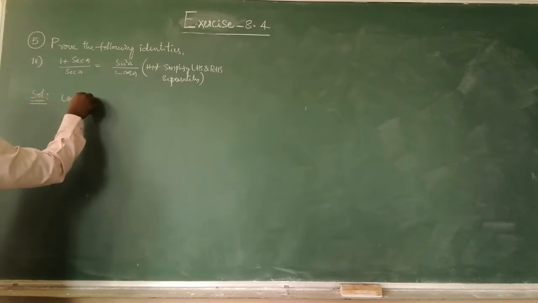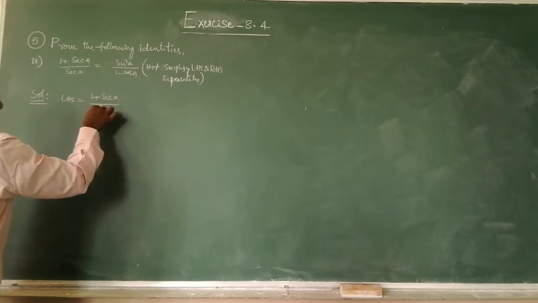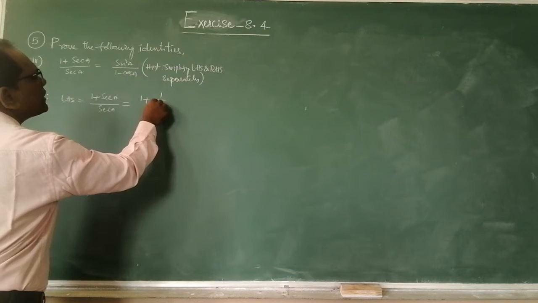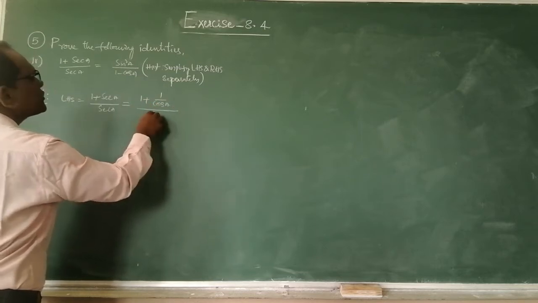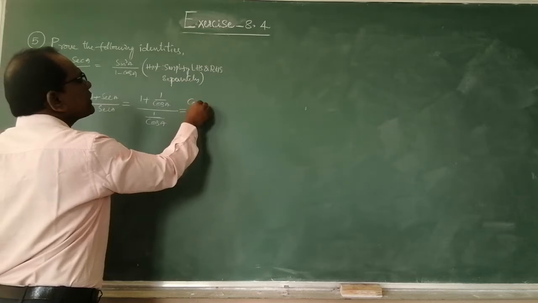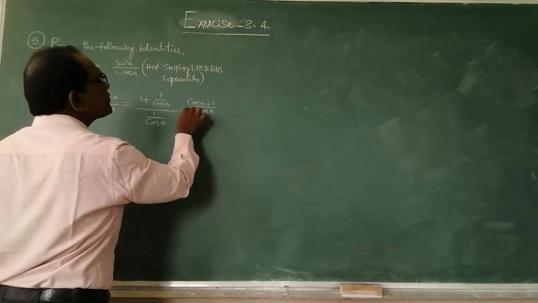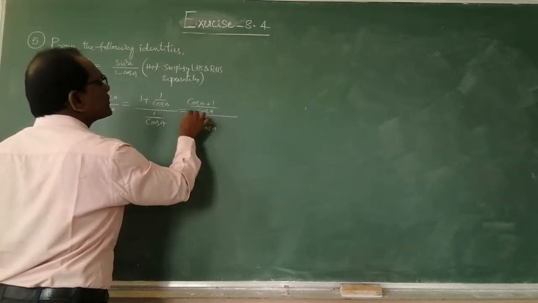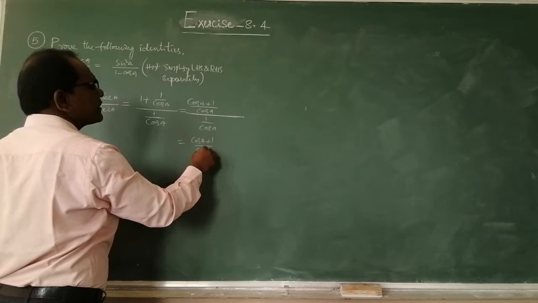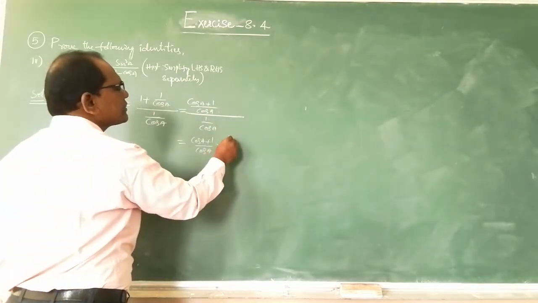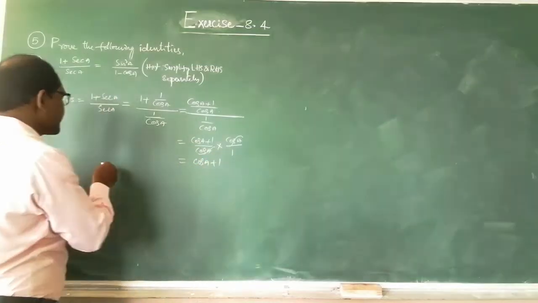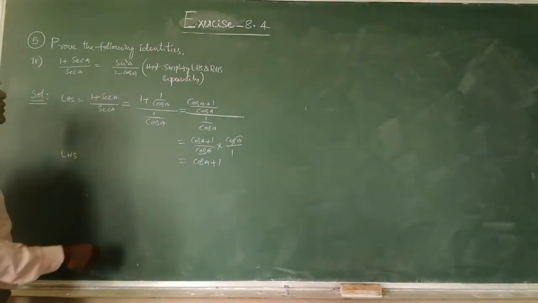LHS equals (1 plus secant A) by secant A. Here, 1 plus secant A means 1 plus 1 by cos A, and secant A means 1 by cos A. Taking the LCM cos A, the numerator is (cos A plus 1) by cos A and the denominator is 1 by cos A. Writing the reciprocal, cos A by 1, cos A cancels. Therefore LHS equals cos A plus 1.